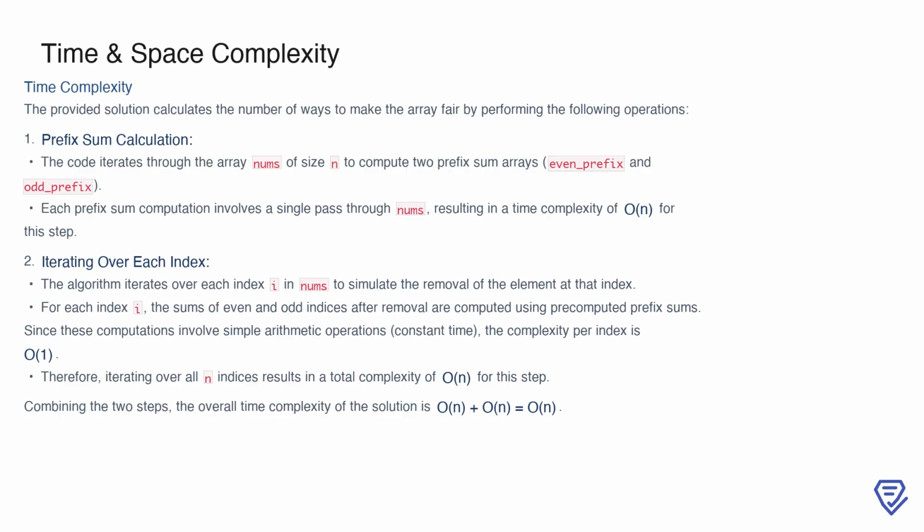Next, the algorithm iterates over each index i in nums to simulate the removal of the element at that position. For each index, the even and odd sums after the removal are calculated using pre-computed prefix sums, and these calculations are done in constant time, or O(1), for each index. Iterating over all n indices, therefore, takes O(n) time. Combining these two steps, the overall time complexity of the solution is O(n) plus O(n), which simplifies to O(n).